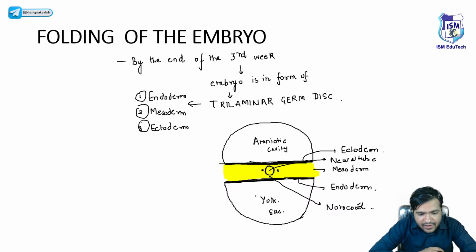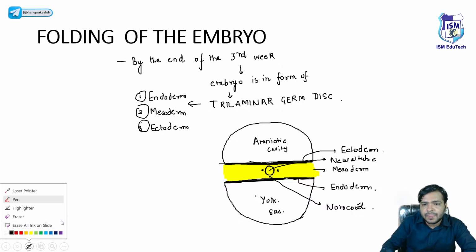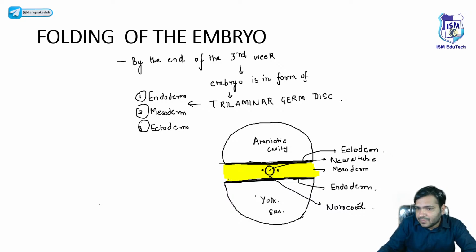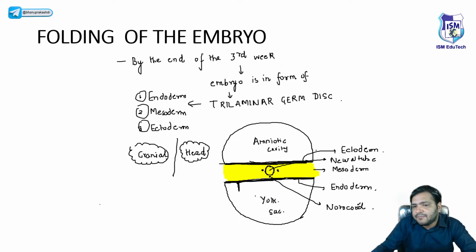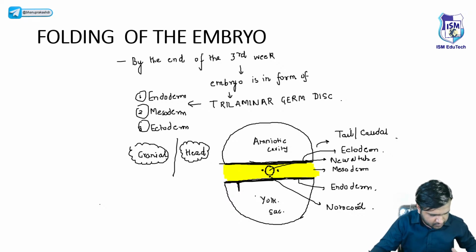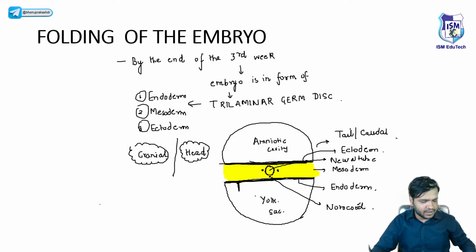Now, what is there, guys? There is a structure over here. We already know that this end, which I have already told you, was the procaudal plate earlier. So I have already decided that this is the head end of the embryo, or the cranial end of the embryo, and the corresponding part will be the tail end, or the caudal end of the embryo.